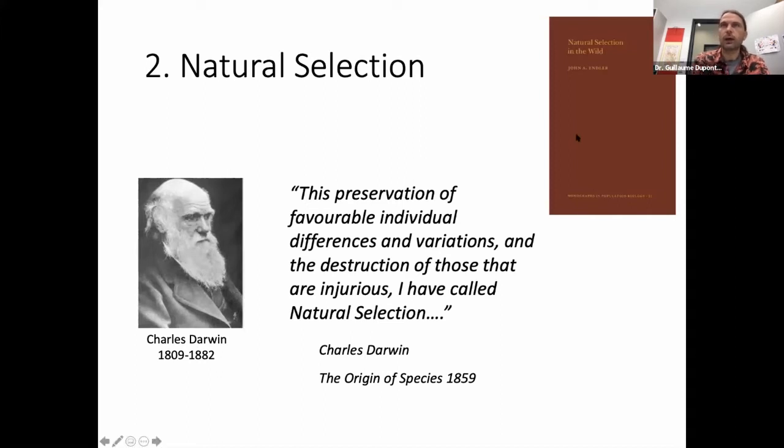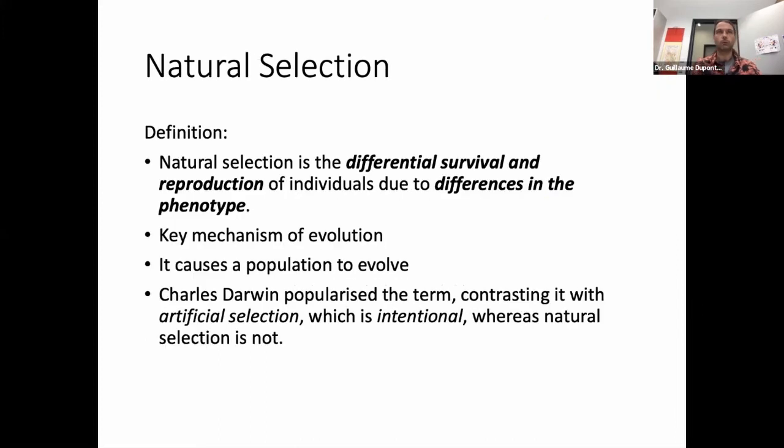And I think in the late 80s, 87, 88, Endler wrote a book about the state of the art of natural selection in the wild, about 100 years after Darwin. So that might be a useful reference. So we define natural selection as the differential survival and reproduction of individuals due to differences in the phenotype. It's a key mechanism of evolution, and it causes a population to evolve.